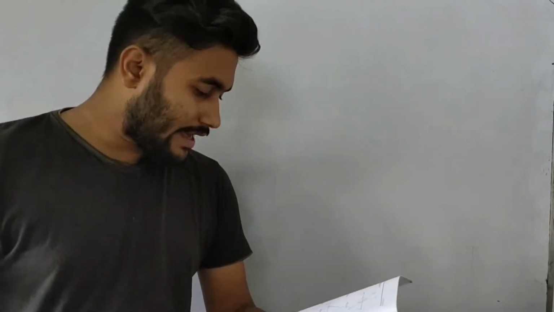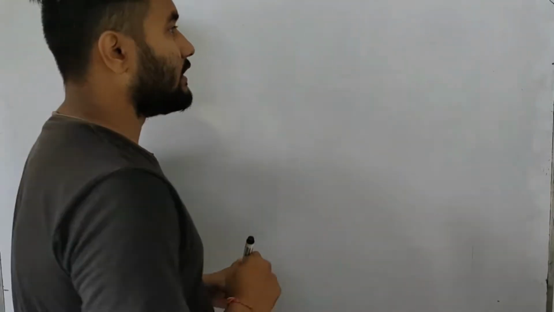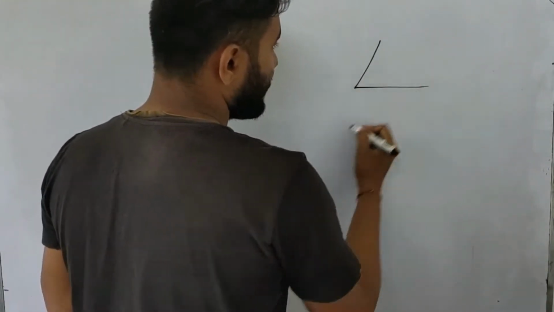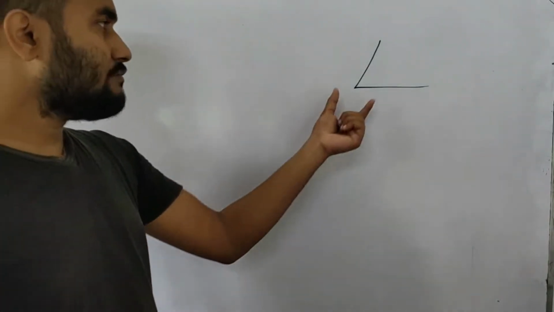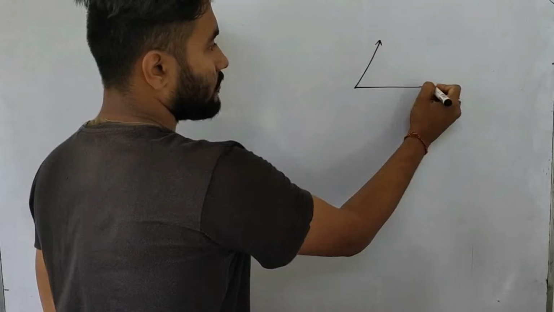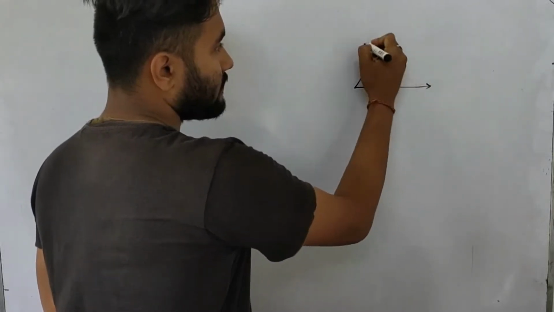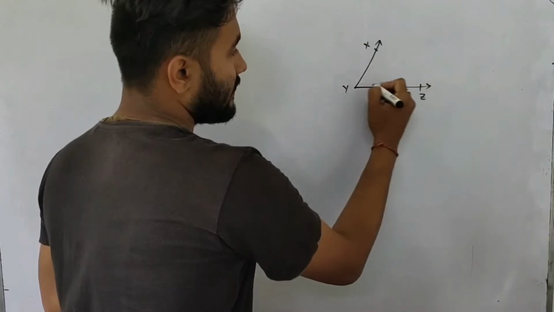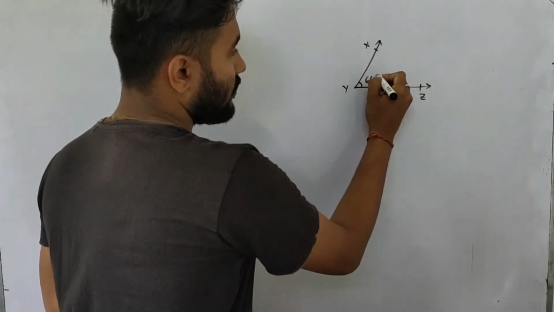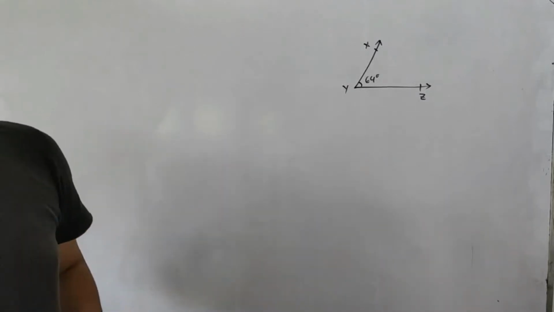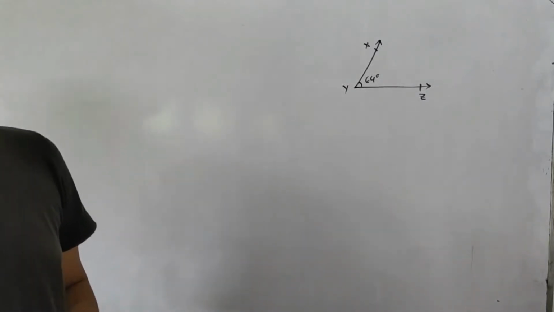So it is given that angle XYZ is equal to 64 degrees. So draw an angle XYZ. Simple. 64 degrees is an acute angle, so simply you draw an acute angle. Say this is X, this is Y, and this is Z. This is how much? 64 degrees. Angle XYZ is 64 degrees and XY is produced to point P.